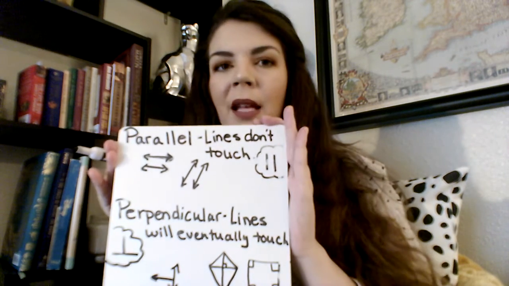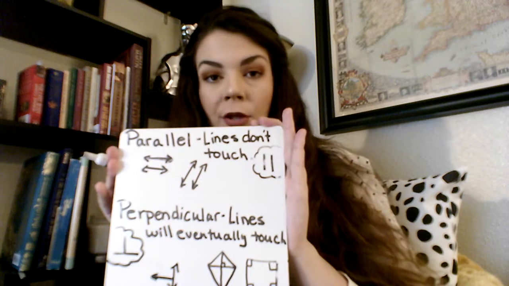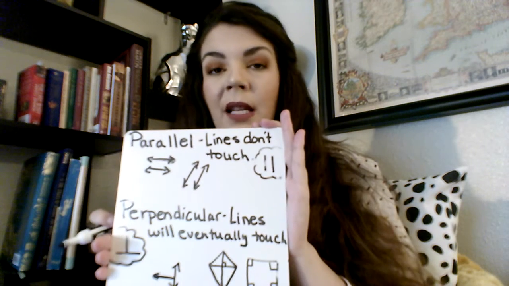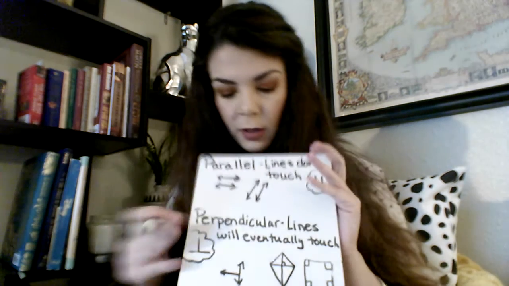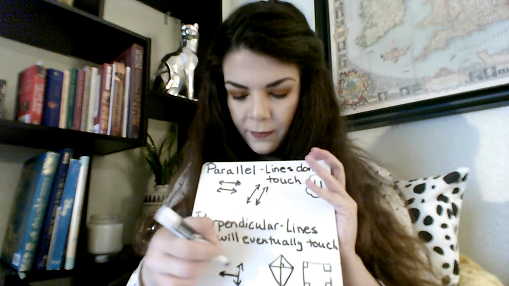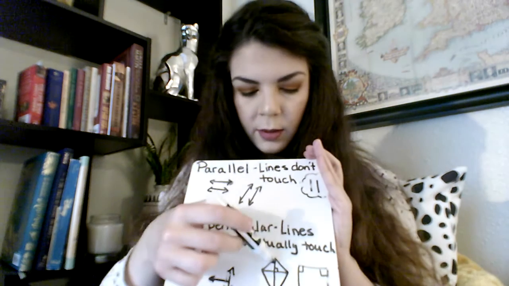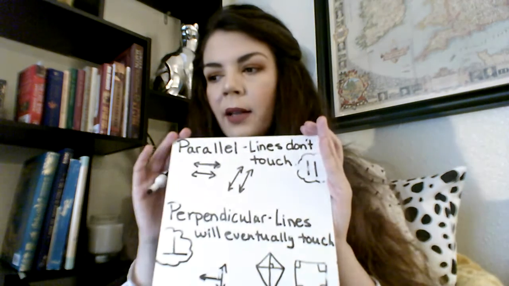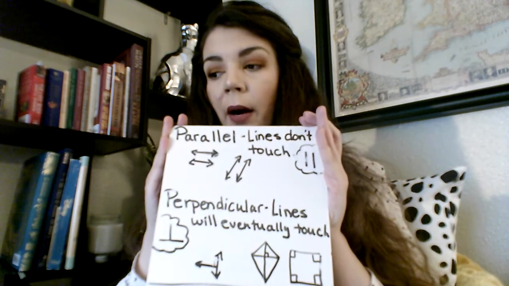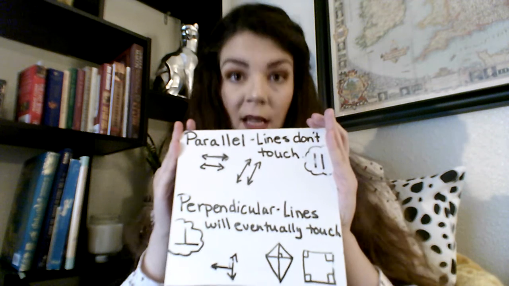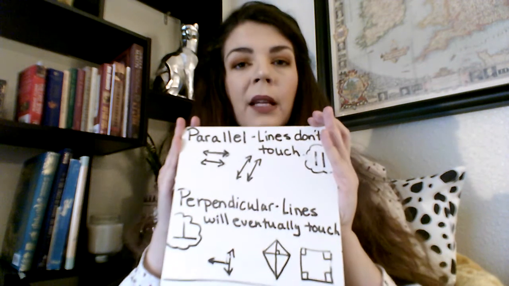So parallel means they will never touch. Perpendicular means they will touch, but they will be at a 90-degree angle. There will be little squares on every corner. If it's got a little square on the corner, that means it's 90 degrees, and that's perpendicular.